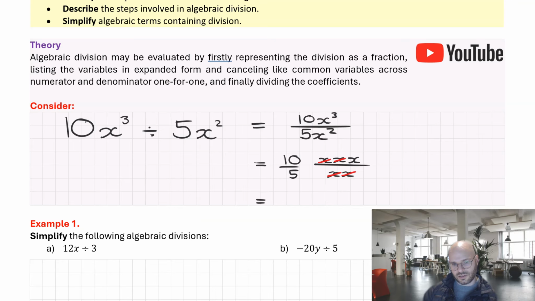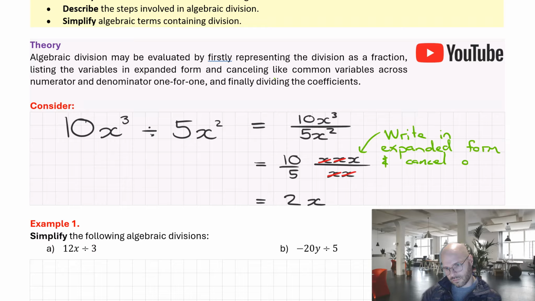For the coefficients on the left, I'm just going to treat that like division and say 10 divided by 5 is just 2. For the right, our variables, we have one remaining x. So I'm going to write one remaining x like so. So the rule for this is, for the variables, write in expanded form and cancel out like for like. For the coefficients, we just divide.